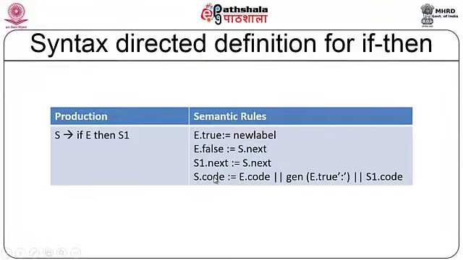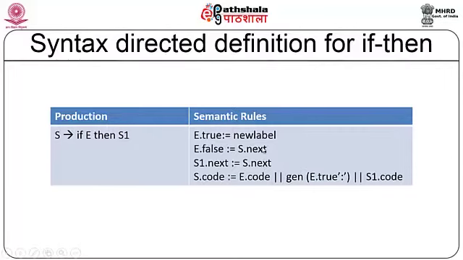And finally, the last one is S dot code is equal to generate E dot code followed by generate the true label E dot true, and then followed by the code corresponding to S1. Again, as I said, S1 dot code could also be another if else, or it could be an if then, or it could be a while construct. So, that is why we normally represent this as S1 dot code itself.